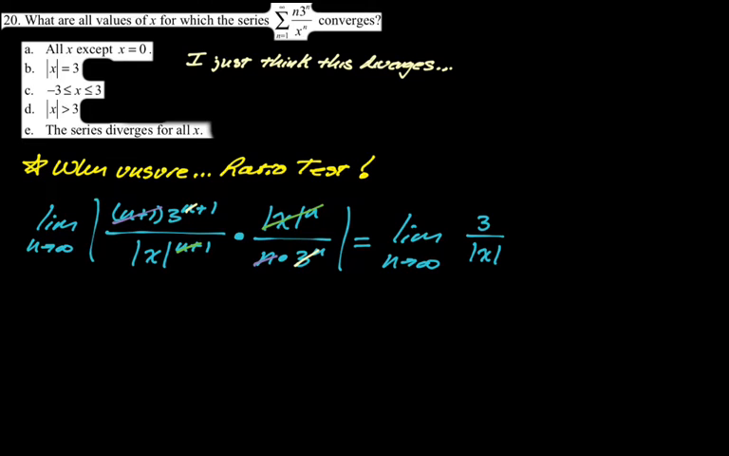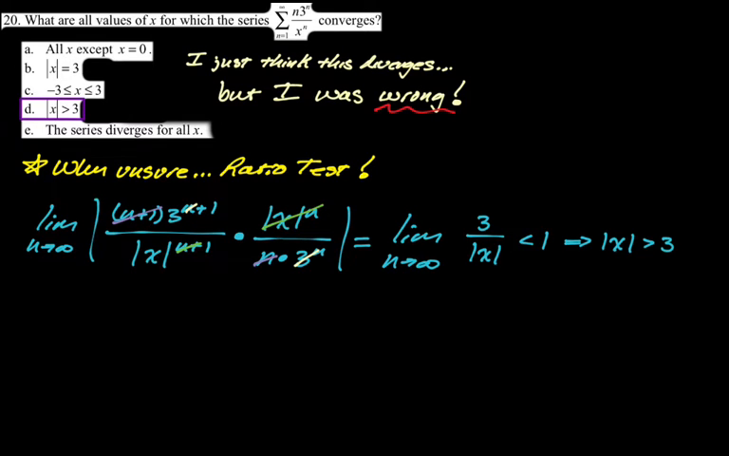So I just need 3 over the absolute value of x to be less than 1, which means I need the absolute value of x to be greater than 3. If that is true, the series will converge. And that's really interesting. And that's one of the answer choices. I should have to test the endpoints. But I guess if I test the endpoints, I'm just going to get the sum of n, which will diverge. So the answer here is D. My instinct was that this diverged. I was definitely wrong. So let's take a look at another one. That's why you do the work.